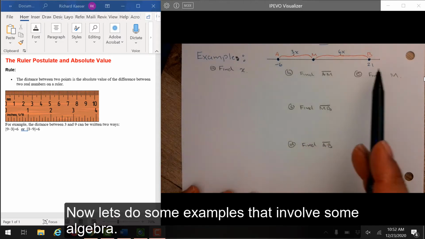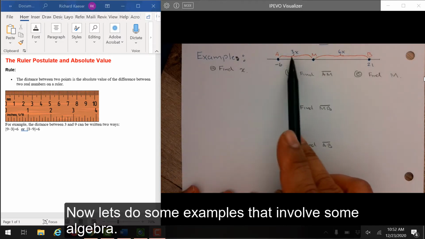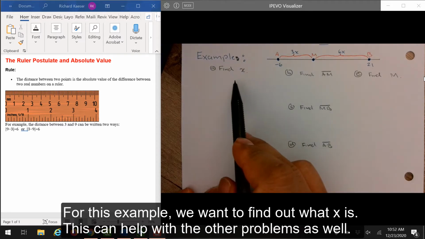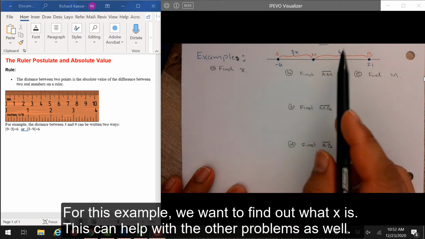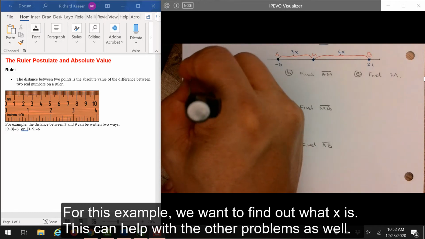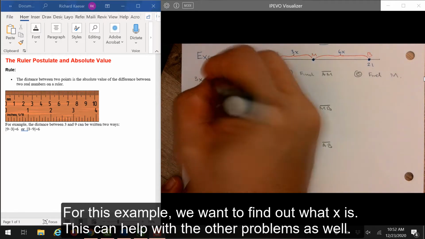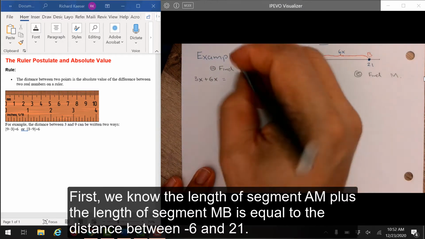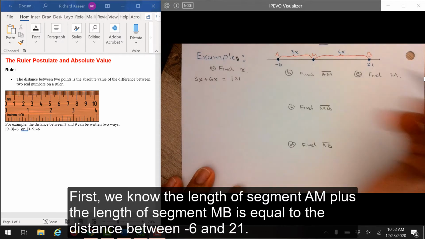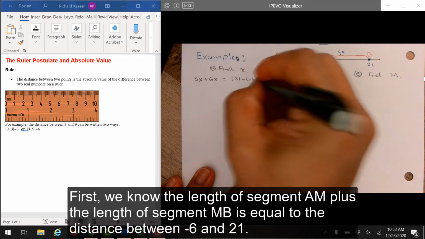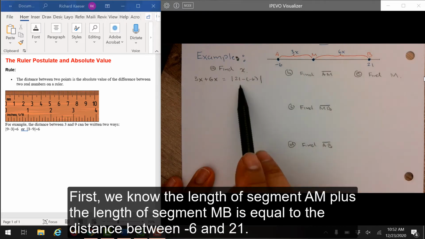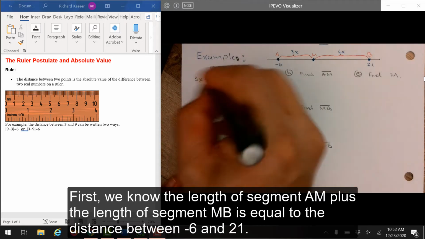Now, let's do some examples that involve some algebra. For this example, we want to find out what x is. This can help with the other problems as well. First, we know the length of segment AM plus the length of segment MB is equal to the distance between -6 and 21.